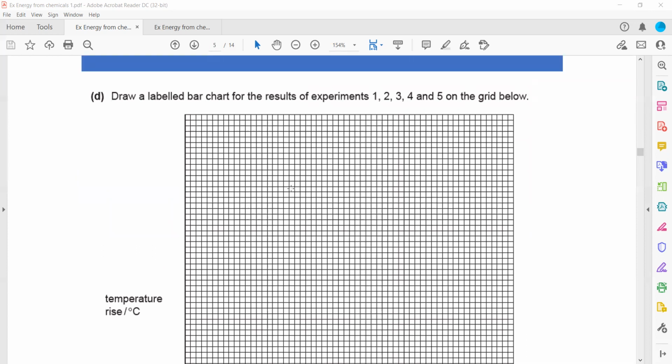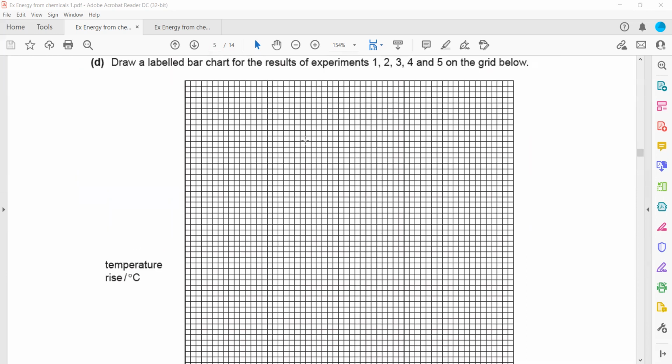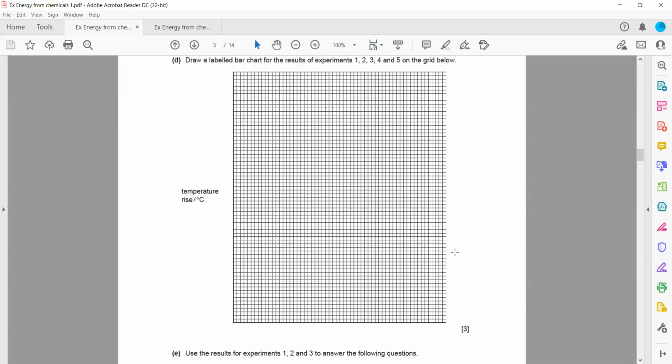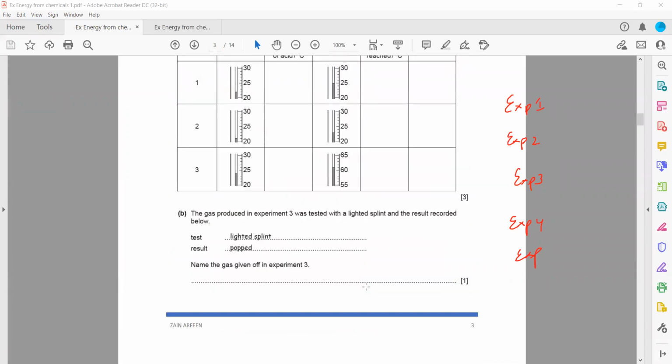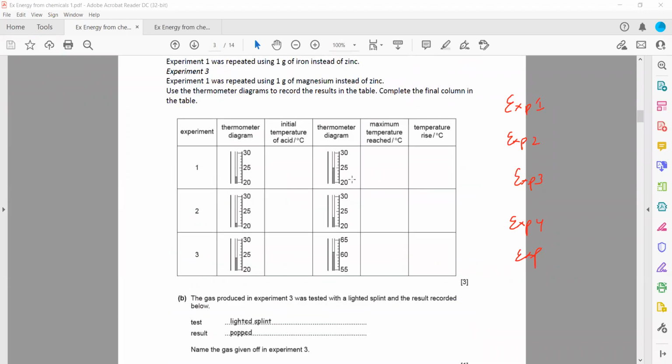Then we have to draw a bar chart. So we have to draw a bar chart for experiments 1, 2, 3 and 4. What was the temperature change for experiment 1? If anyone remembers experiment 1, what was the temperature change? Just a minute, I will check. So experiment 1: 25 minus 21. So that is equal to 4.